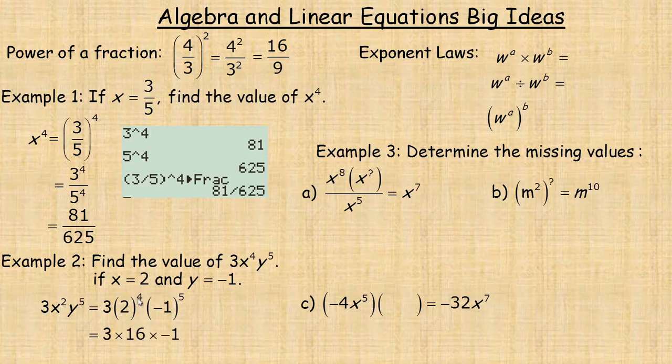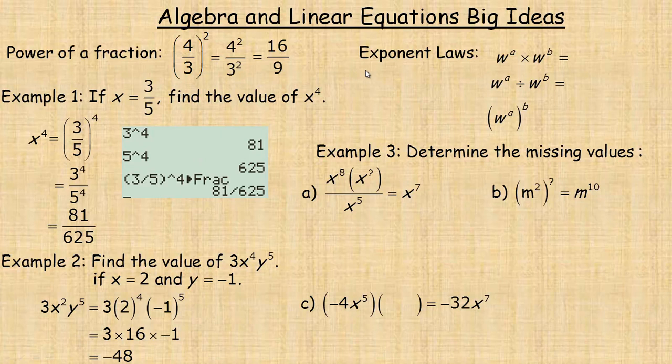So 2 to the 4th means 2 times 2 times 2 times 2, 4 of them multiplied, which is 16. And -1 to the 5th would be -1 times -1 times -1 times -1 times another -1, 5 of them multiplied, which is -1. Remember, any odd power of -1 is always going to be -1. So we multiply 3 by 16 by -1, we get -48. So that's the value of this 3x to the 4th y to the 5th.